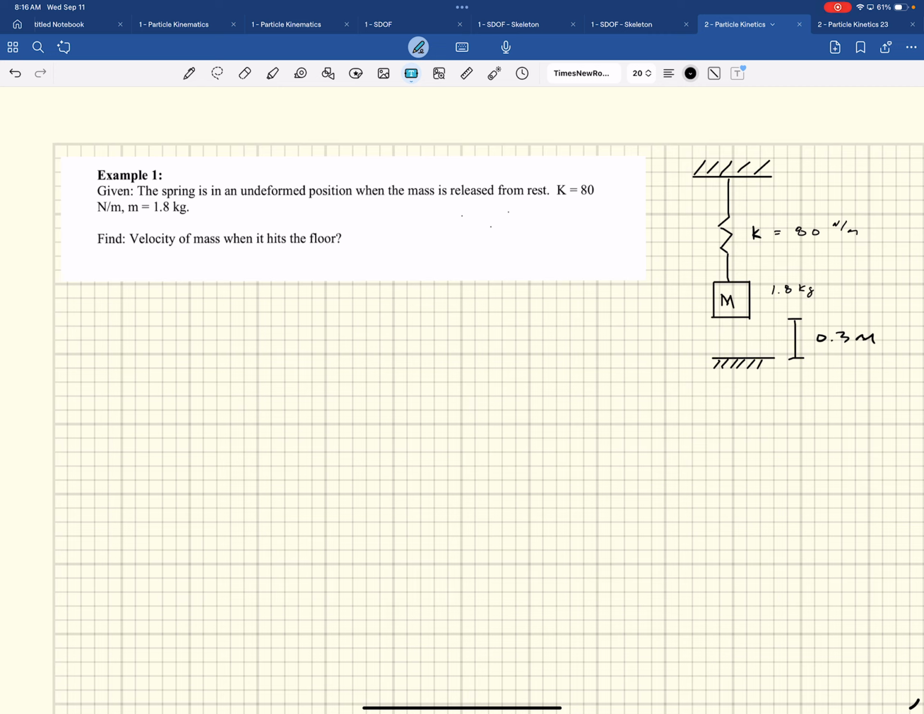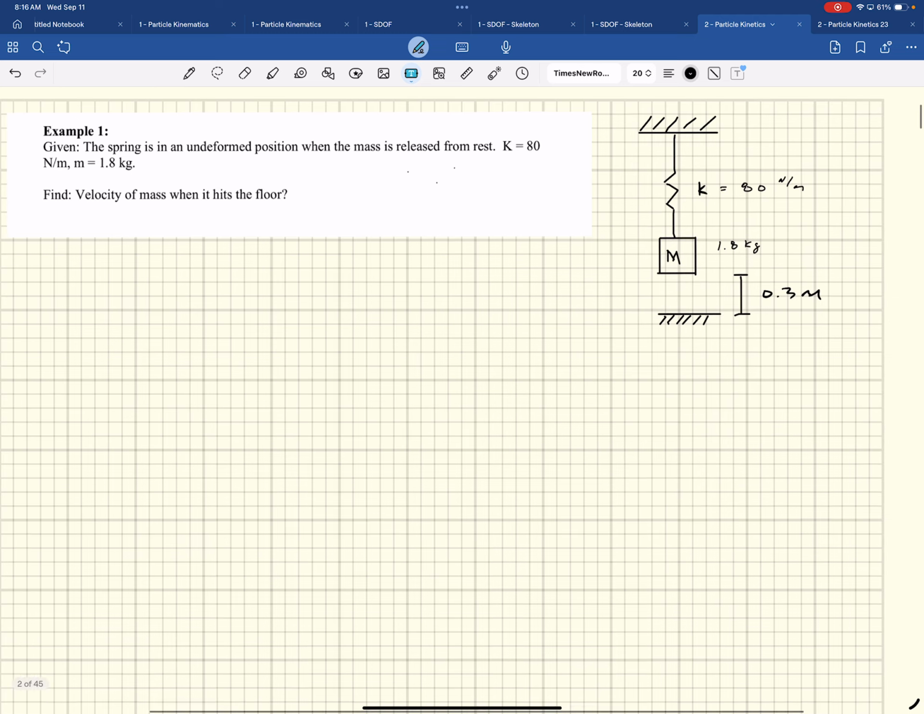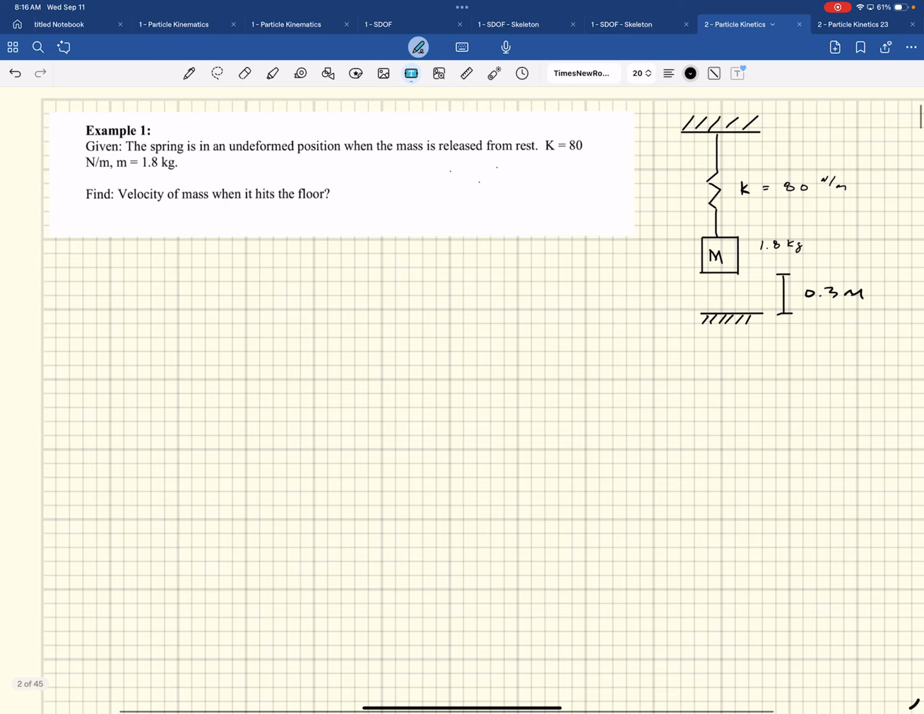And then what they're asking for is the velocity of the mass when it hits the floor. So we have that drawing over there. It's going to drop 0.3 meters. It says, what's the velocity when it hits the floor? But by the way, this problem absolutely screams work energy. But we haven't learned work energy yet, so we're not going to do that. You've got potential energy that you're releasing, and it's going to go into kinetic energy and potential energy in the spring, but we'll come back to that later. Say we don't know that yet. So let's go through those steps.